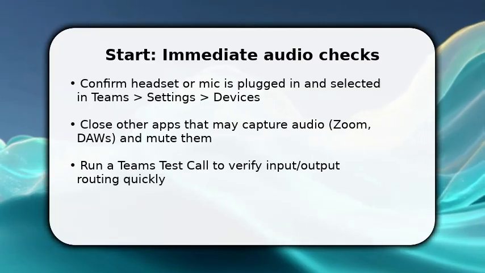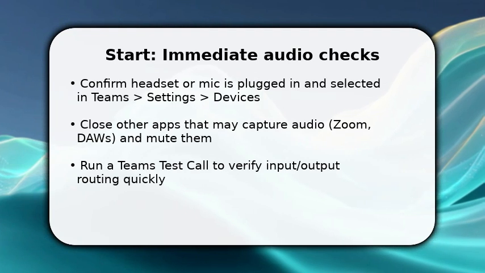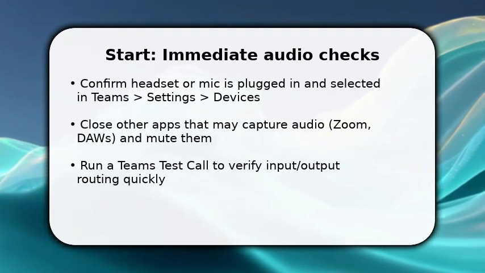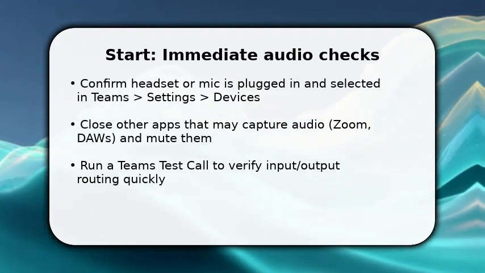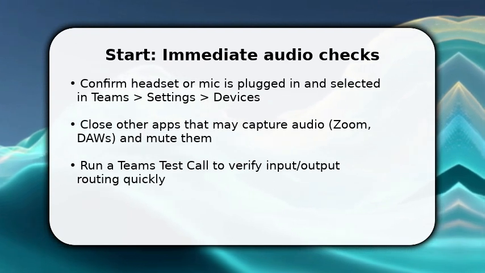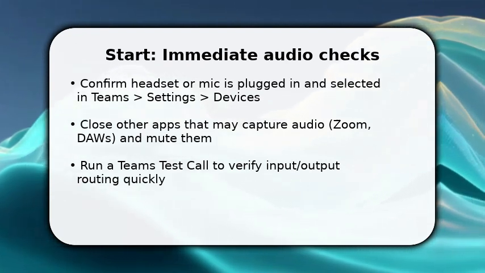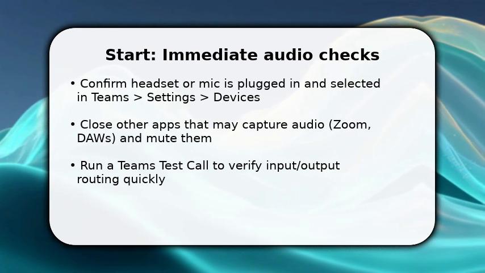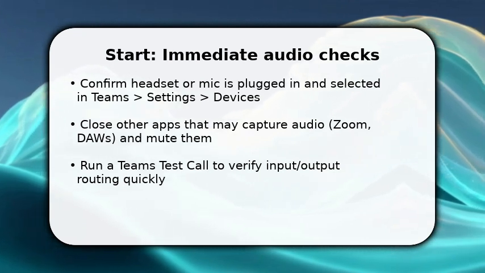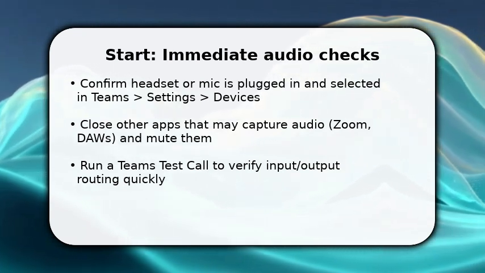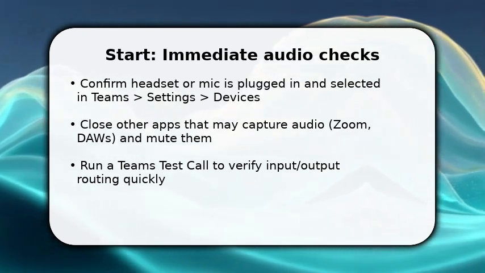You're going to act now. Plug or connect the mic/headset, then open Teams and go straight to Settings Devices. Choose the correct microphone and speaker devices so audio routes where you expect. Once done, run the built-in test call. It records and plays back your voice so you can hear latency and level problems.